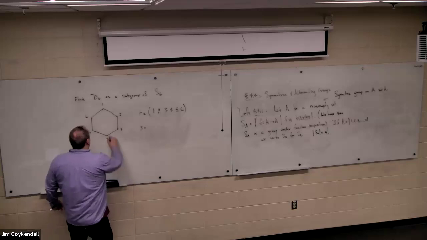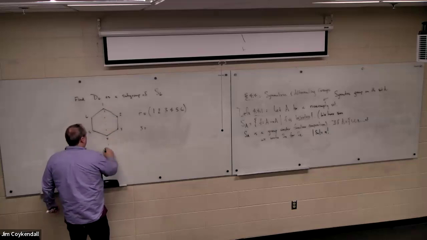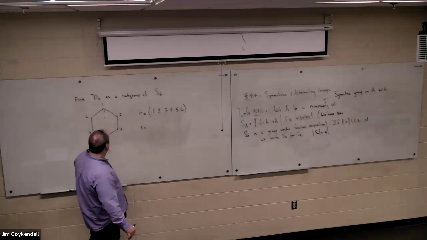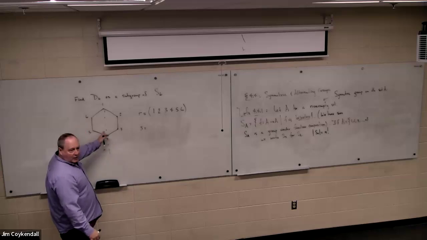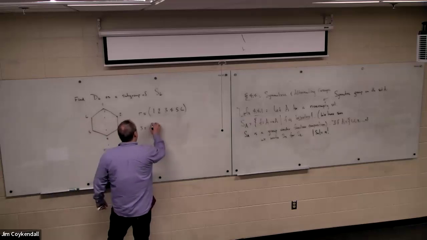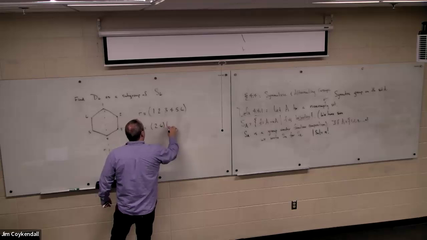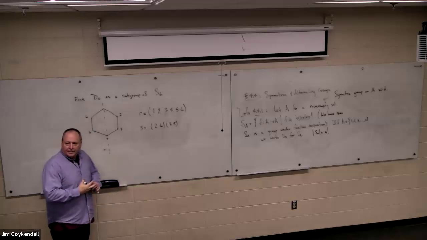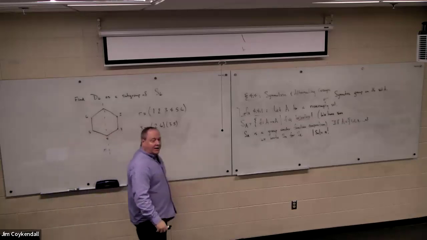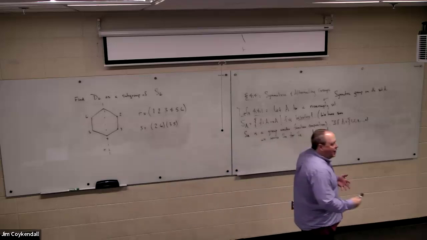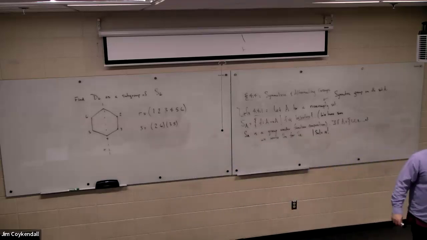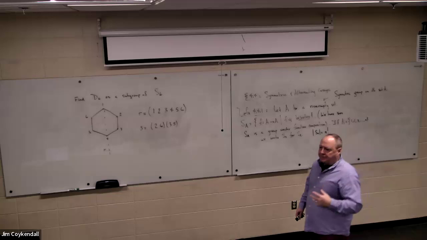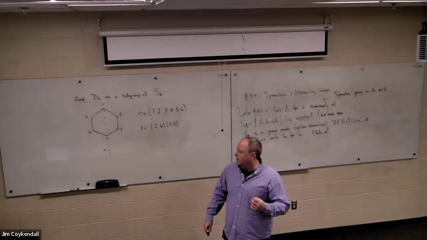What happens if I flip this around the y-axis? What happens if I flip it this way? 1 and 4 go to themselves, 2 goes to 6, 3 goes to 5. That's right. 1 and 4 are left alone, and 2 and 6 change places, and 3 and 5 change places. And with that rotation and that flip, all you need are words made of the rotation and the flip, and you can get all 12 rearrangements of this.